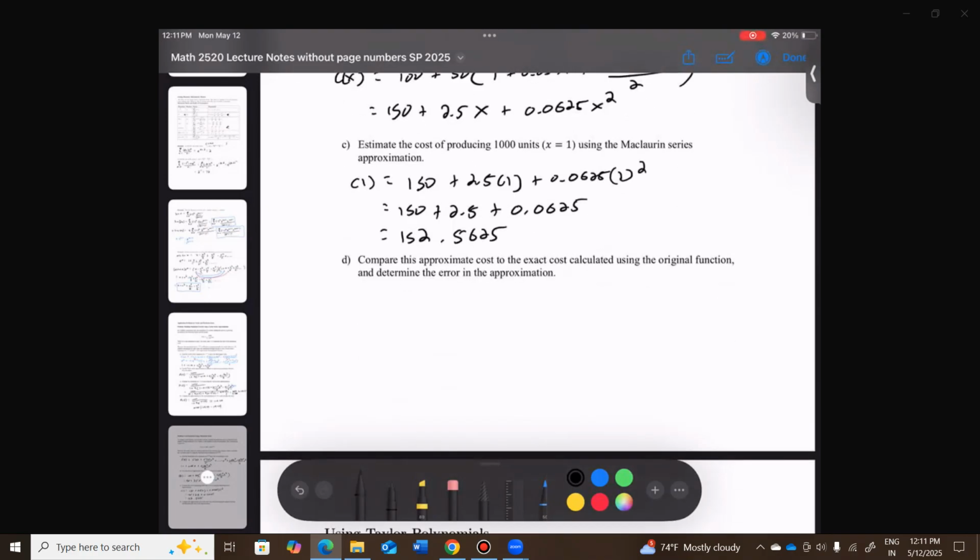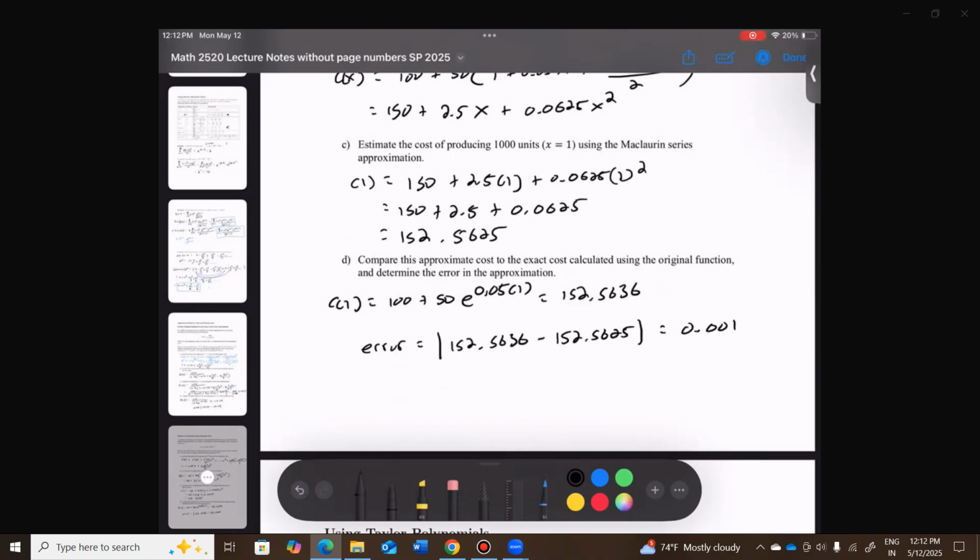And when we look at the actual cost, C of 1 is 100 plus 50 e to the 0.05 times 1, which is 152.5636. So the error here is equal to 0.0011.